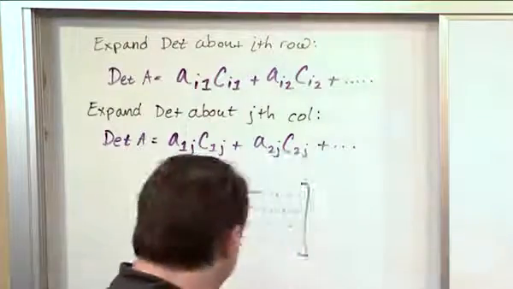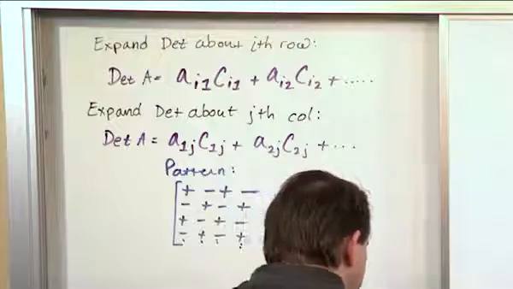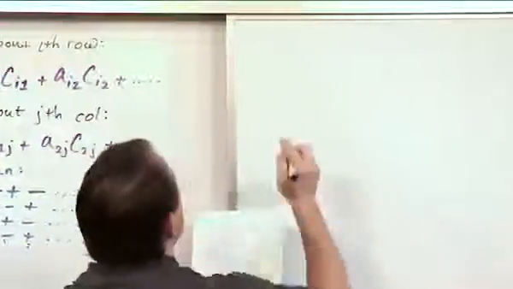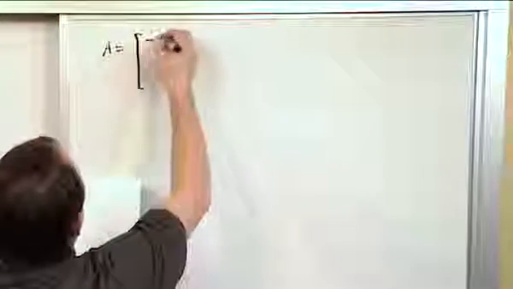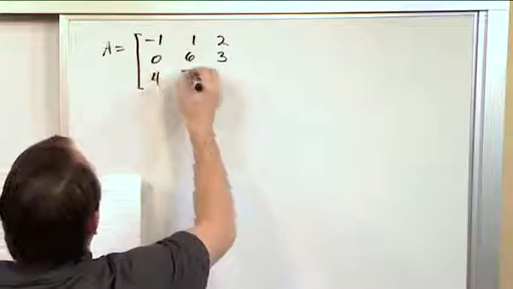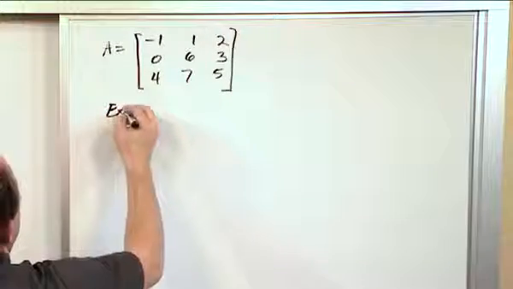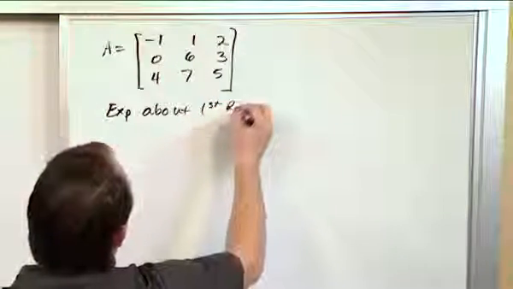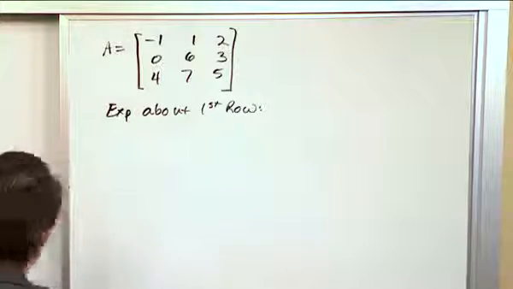All right, so let's flex our muscles a little bit and actually do this. Let's go ahead and put the same matrix up on the board. Matrix A. This is the one we've been working with for quite a while. Negative 1, 1, 2, 0, 6, 3, 4, 7, 5. And what we want to do is expand about the first row. We're going to get the answer, and then after that we're going to expand through a different row, and I'm going to show you that you get the same answer either way.